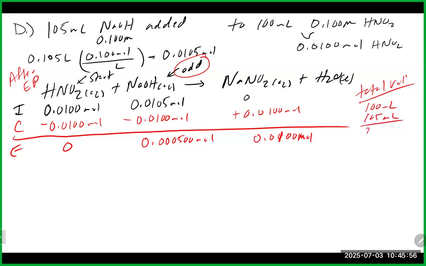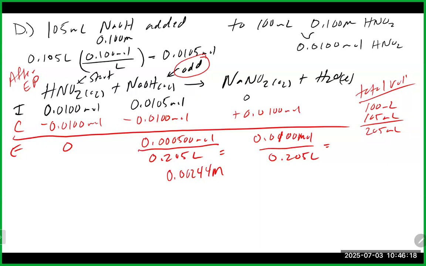Total volume at this point is our 100 milliliters we started with, plus 105 we added, so we're at 205 milliliters. So we can convert everybody back into molarity here, 0.205 liters, 0.205 liters. And that's going to get us here 0.00244 molar and 0.0488 molar.